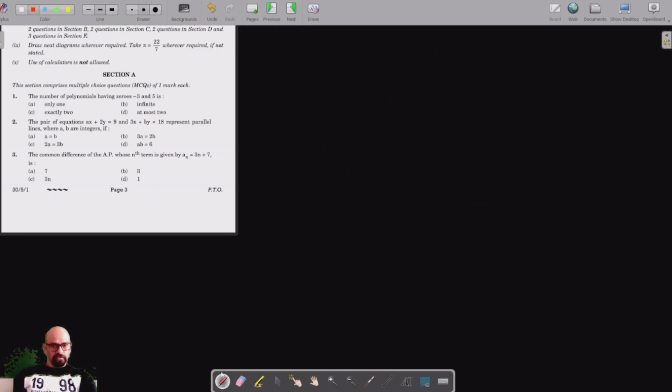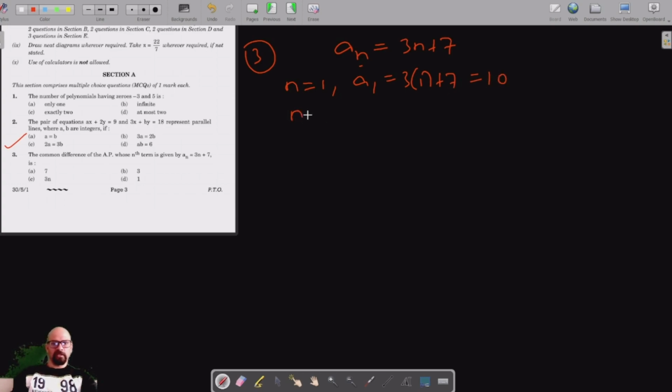For question number three, it's given: what is the common difference of the AP whose nth term is given by 3n plus 7? We have to find the common difference. So when we put n is equal to 1, we get the first term, 3n plus 7, which is 10. And when we put n is equal to 2, we get the second term, that is 3 into 2 plus 7, which is 13.